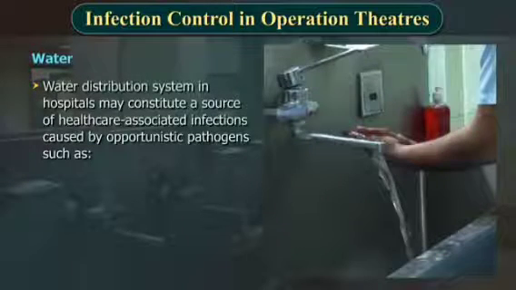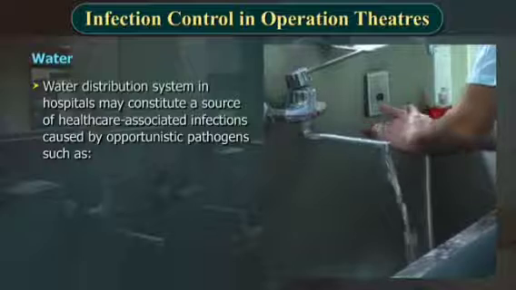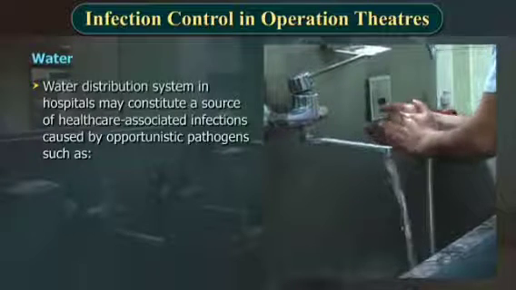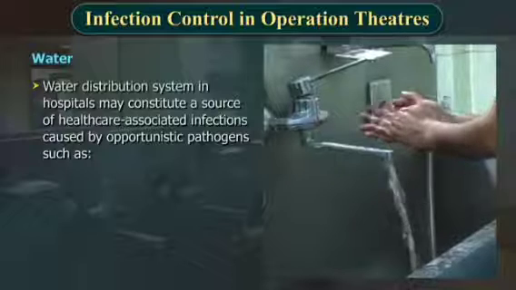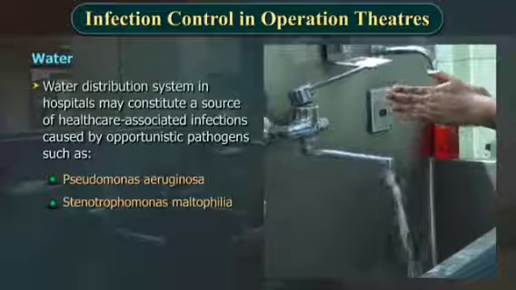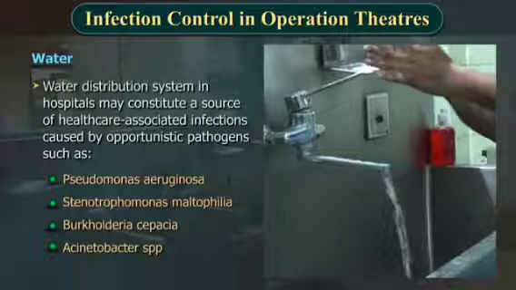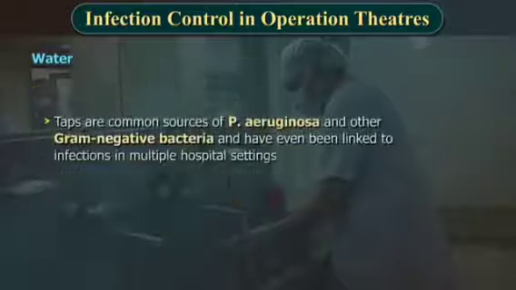The water distribution system in hospitals may constitute a source of healthcare associated infections caused by opportunistic pathogens such as Pseudomonas aeruginosa, Stenotrophomonas maltophilia, Burkholderia cepacia, Acinetobacter species, and fungi. Taps are common sources of Pseudomonas aeruginosa and other gram-negative bacteria and have even been linked to infections in multiple hospital settings.